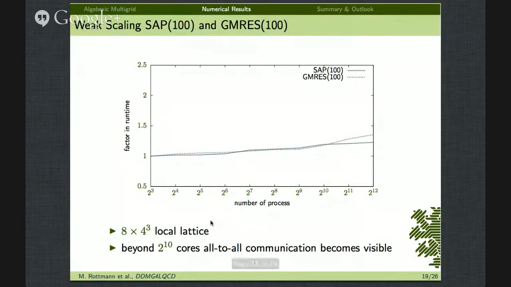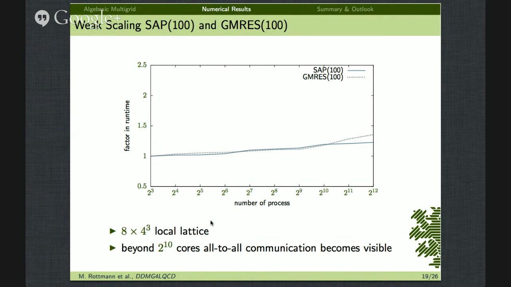Okay, let's have a look at first of all a comparison within a common framework. So we just used GMRES as a smoother, and first of all, we want to have a look at the weak scaling of SAP and GMRES of 100. So we looked at GMRES instead of GCR, but in general, there's no difference within the scaling behavior of both methods. And also, they produce the same number of iterations in all cases that I have seen when we applied the solver. It's just a minor difference of like 5 or 3% in runtime that you save if you use GCR.